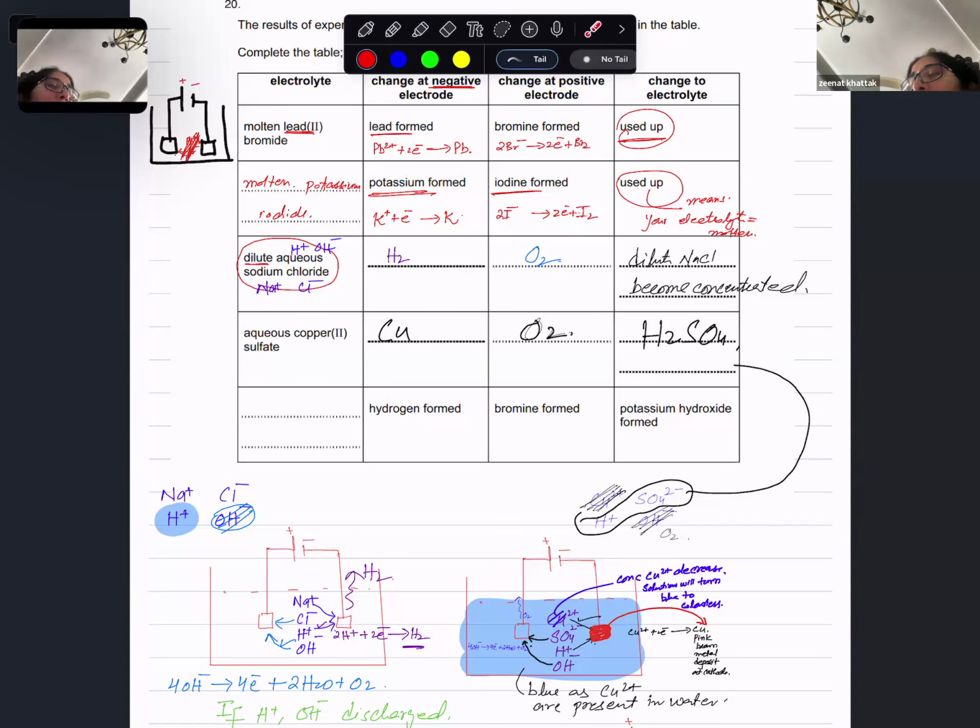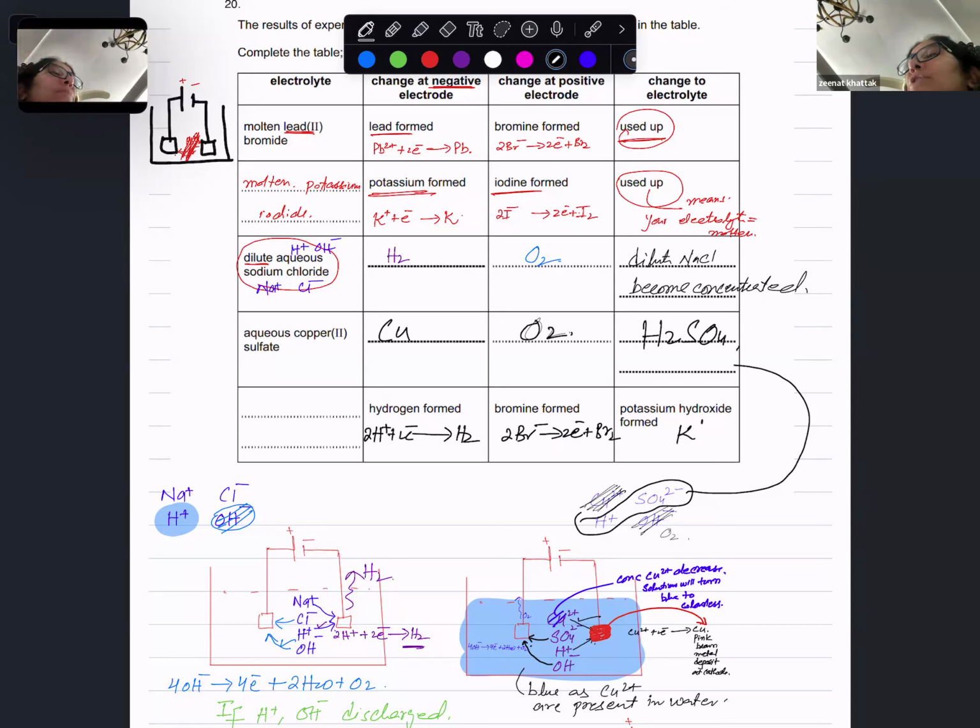So what is your observation in this? Bubbles of colorless gas, pink-brown metallic deposit, blue solution turning colorless as the copper ions decrease. Now, what about this one? What should be the electrolyte? How is hydrogen formed? H2 is formed from 2H plus gaining 2 electrons. How is bromine formed? 2 bromide lose 2 electrons to form Br2.